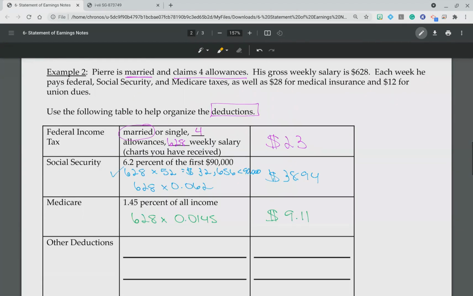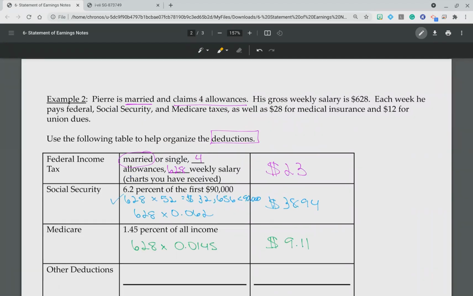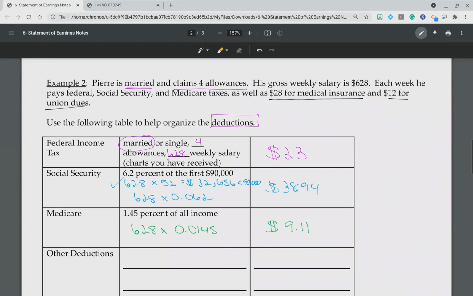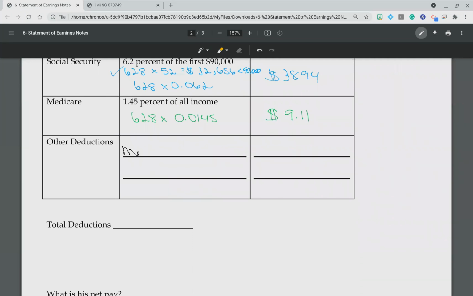So if we go back up to the problem, it says we're also paying $28 in medical insurance and $12 for union dues. So for medical insurance, we're paying $28.